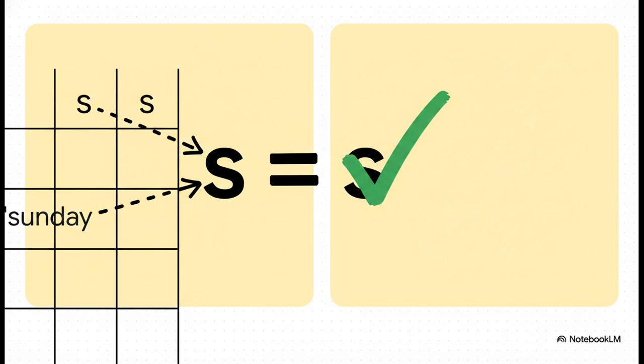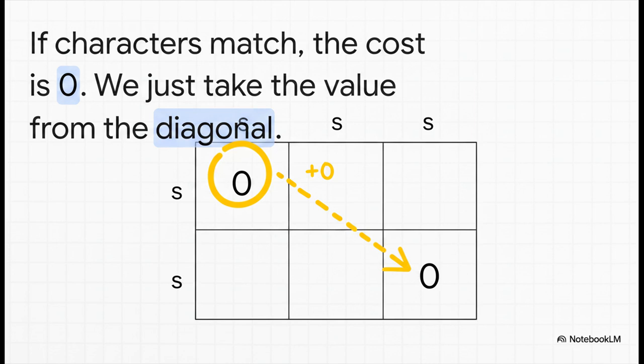And that makes our decision incredibly easy. So if the characters match, no work is needed, right? The cost for this step is 0. We don't have to do anything.